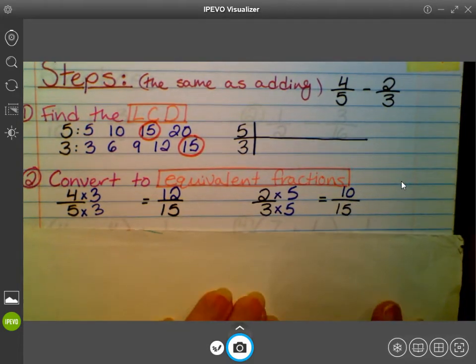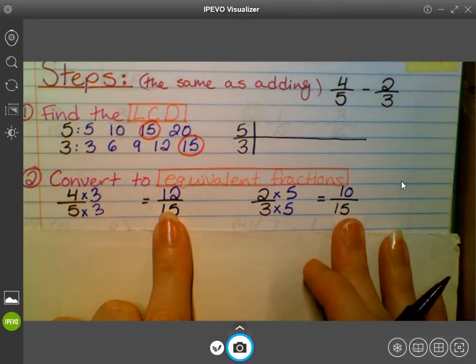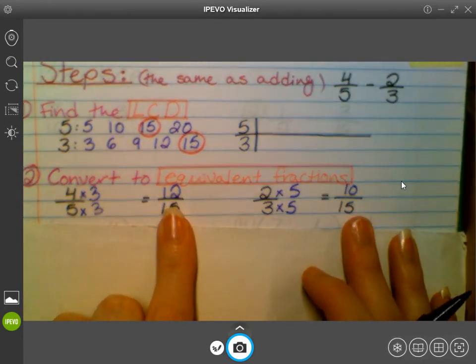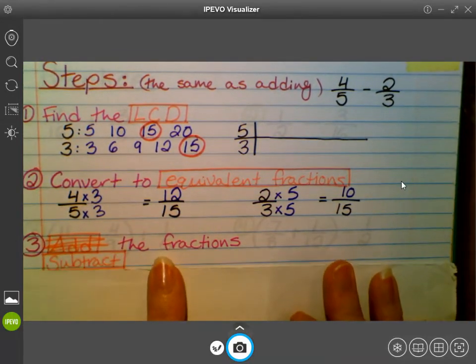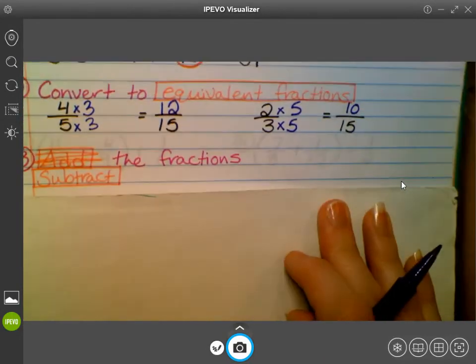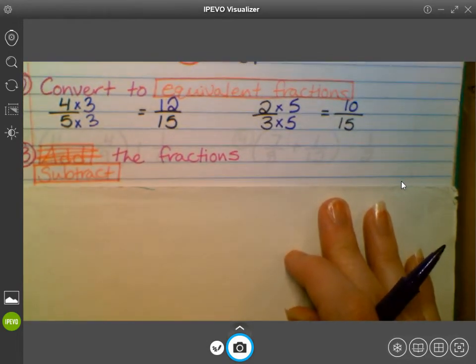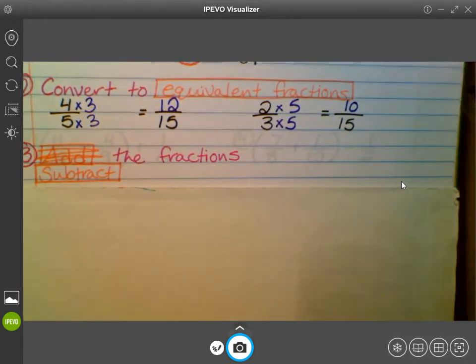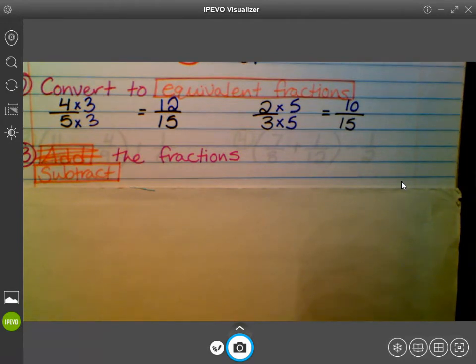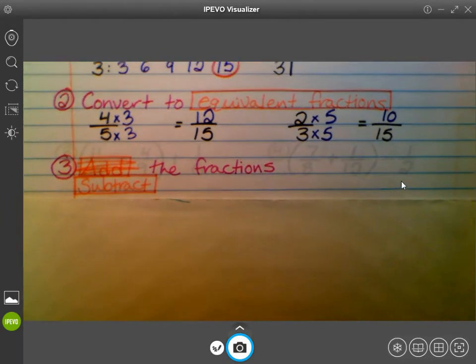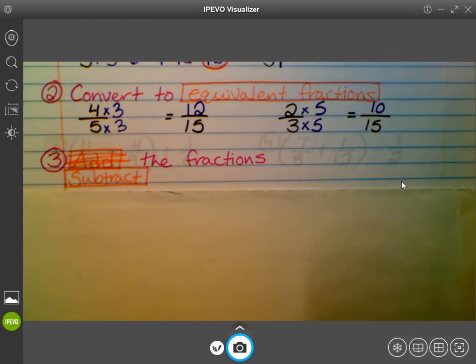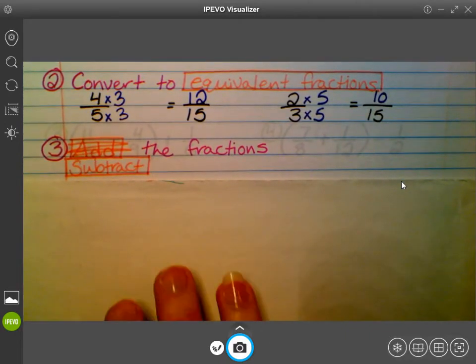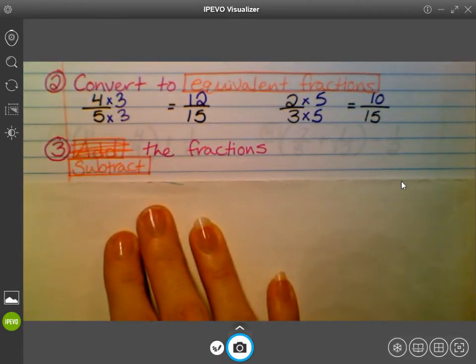Awesome. So now we have these two fractions, 12/15, 10/15. This is the difference between yesterday's notes and today's notes. Number 3, and you'll see I accidentally wrote the wrong operation. Yeah, we subtract the fractions. We don't add them. This is about subtraction. So number 3, we subtract our fractions. There we go. Now we're subtracting.